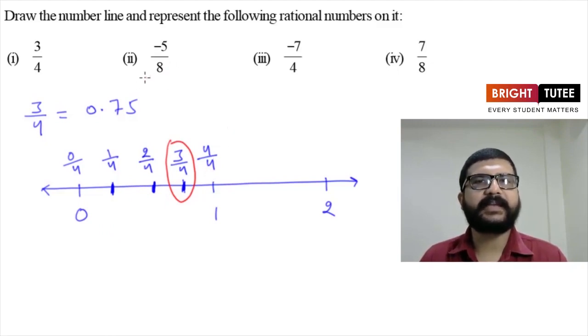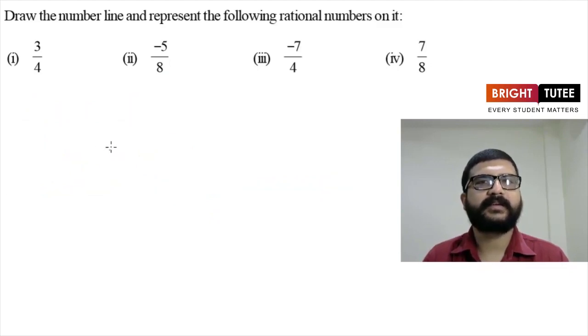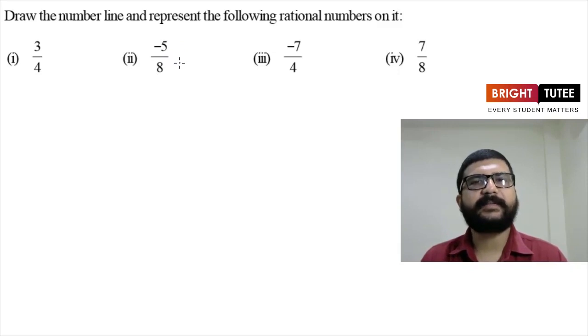Now the next number here is minus 5 upon 8. Now let's try to plot this number. For that, first of all let us check this number is negative or positive. So here numerator is negative and denominator is positive. So it means this number is a negative rational number. So if a number is negative rational number, it will lie on the left side of the 0.